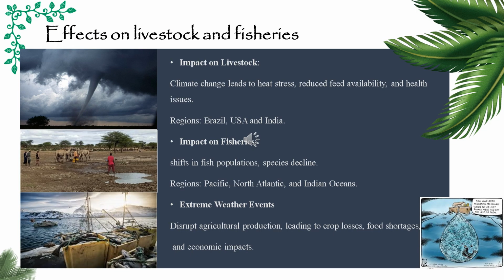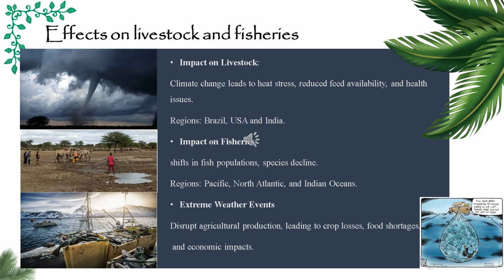Moving forward with the effects of climate change on livestock and fisheries. First is the impact on livestock, which is caused by heat stress, which in turn is caused by rising temperature, leading to health issues, reproductive effects, and productivity decline. In rising temperatures, climate change increases global temperatures, leading to heat stress in livestock. Heat stress occurs when animals can't cool down effectively, negatively impacting their health and productivity.